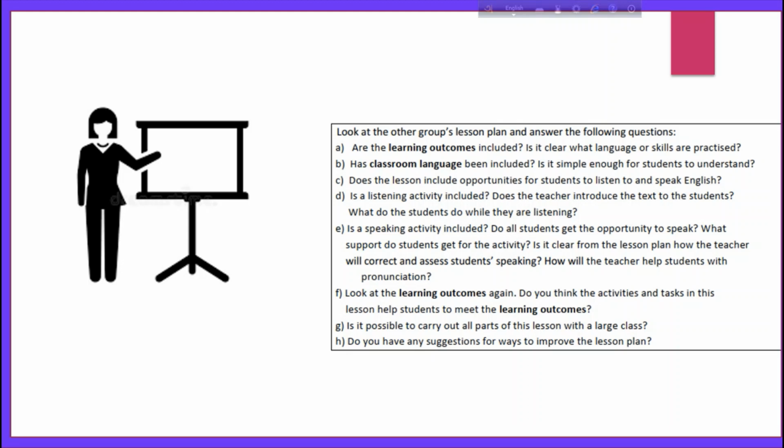Look at the learning outcomes again. Do you think the activities and tasks in the lesson help students to meet the learning outcomes? Is it possible to carry out all parts of the lesson with a large class? Do you have any suggestions for ways to improve the lesson plan? So, according to the questions, you have to provide feedback or comments for the further development of the lesson plan. So every group will present their group work, and our trainee teachers will improve their lesson plan based on these questions.